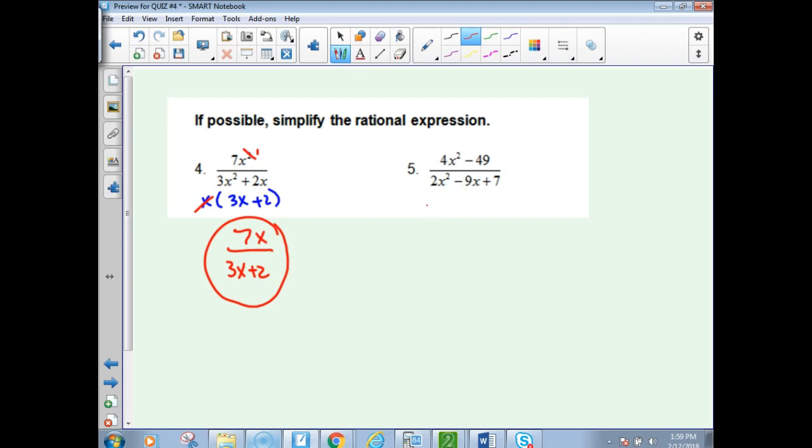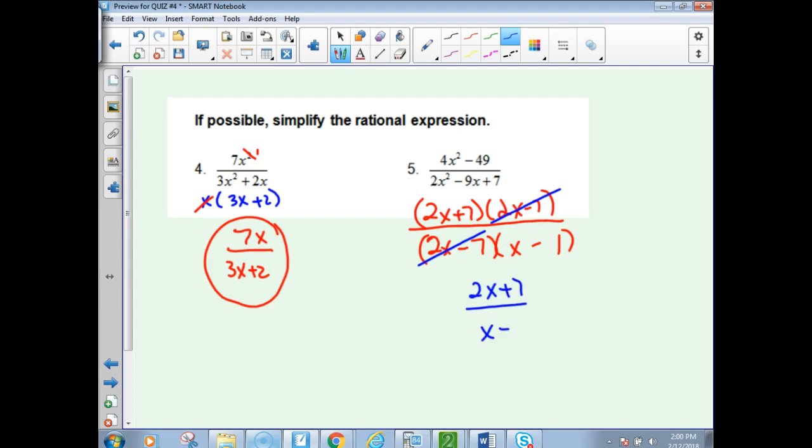The second one, I'm going to factor the numerator, 2x plus 7 times 2x minus 7. And I'm going to factor the denominator, 2x, x, and I got 2x plus 7, no, minus 7, and I'd need a minus 1. The numerator and denominator have a married couple that are matching, so you can cancel out the entire thing. You cannot cancel the x's in this rational expression. This is the answer. Okay, do not start crossing more stuff out.